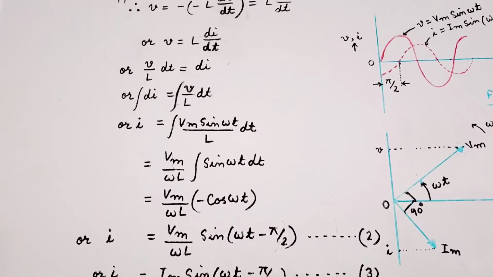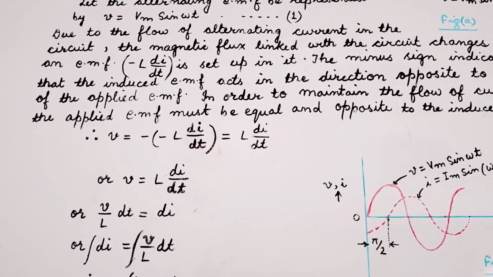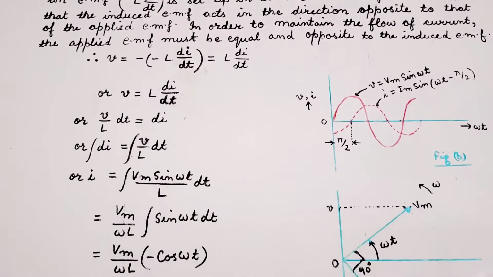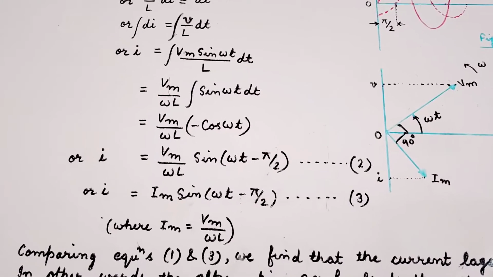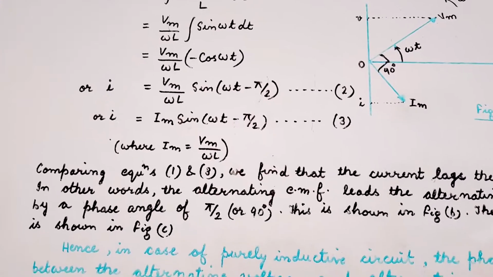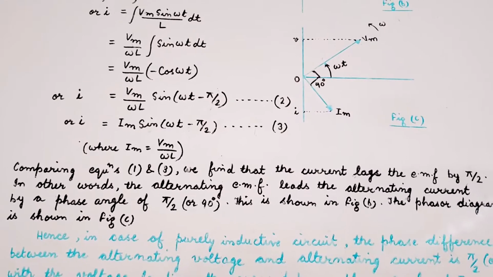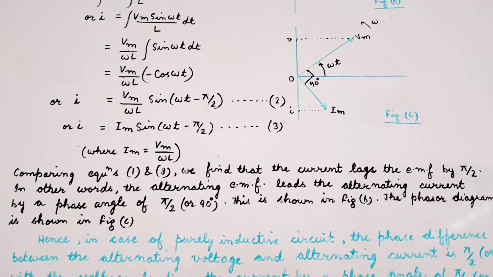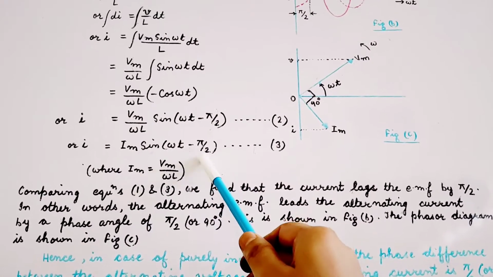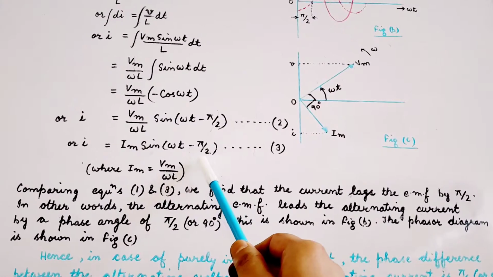Now if we compare equation number 1 and equation number 3, let us see which is equation number 1. Equation number 1 is v is equal to Vm sin omega t. So if we compare this equation v is equal to Vm sin omega t with equation number 3, that is i is equal to Im sin omega t minus pi by 2, we find that the current lags behind the EMF by a phase angle of pi by 2, because in this case the angle is sin omega t minus pi by 2. So this current lags the EMF by an angle of pi by 2.